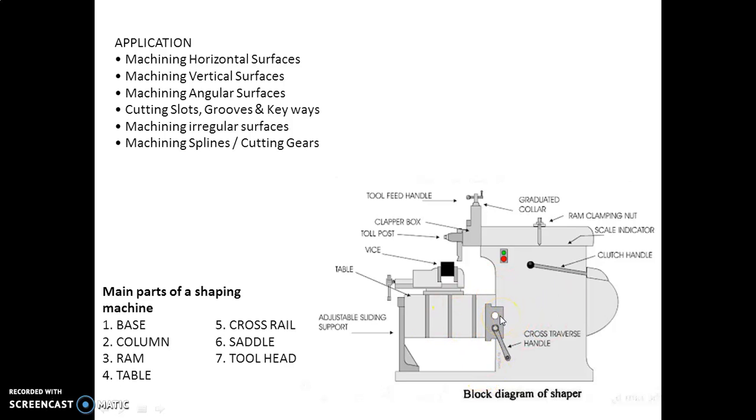Here we will discuss the main parts of the shaper machine: the base, column, ram, table, cross rail, saddle, and tool head. So let's discuss the base. It is the foundation part. The base is the necessary bed or support required for all machine tools. All other parts are mounted on and above the base.